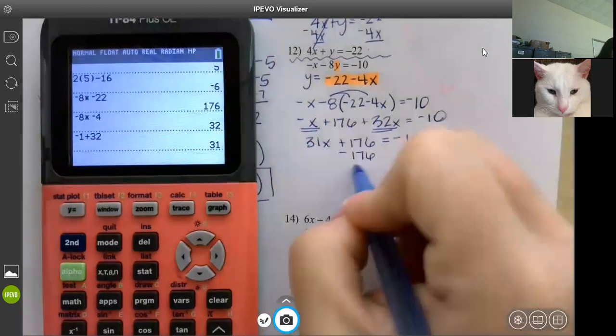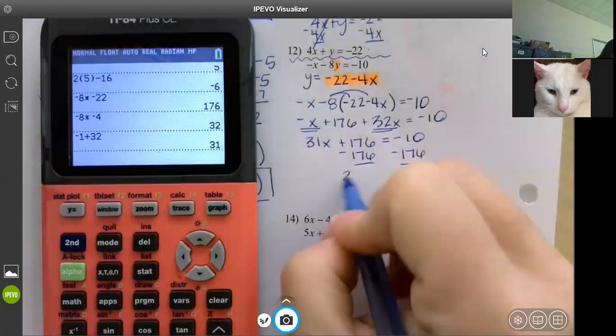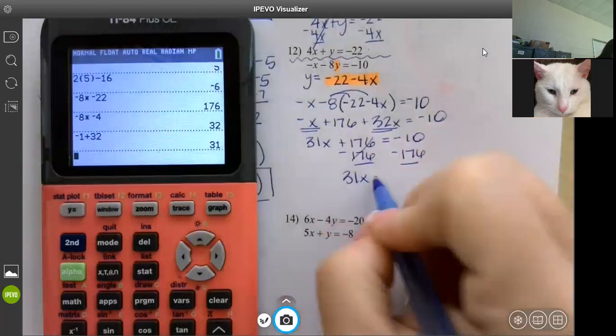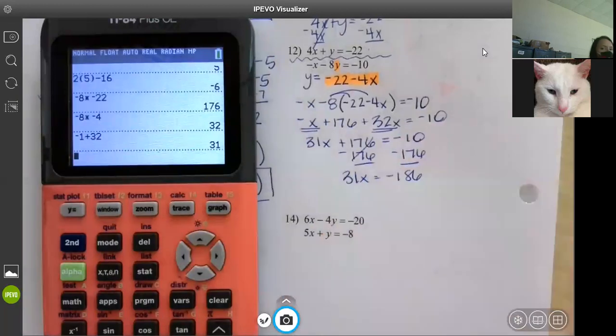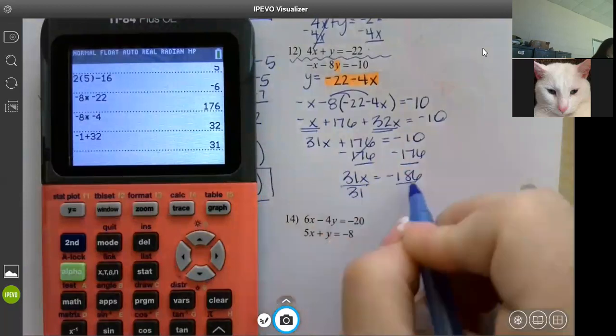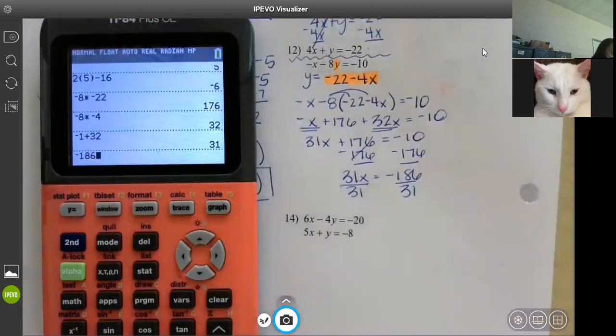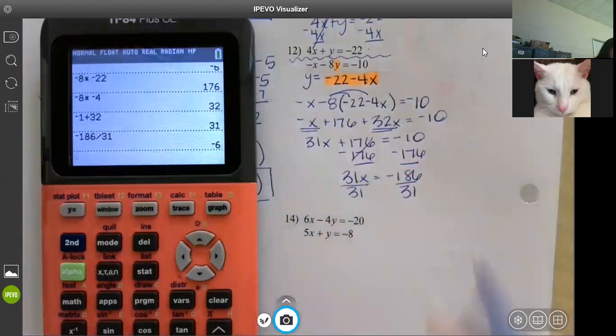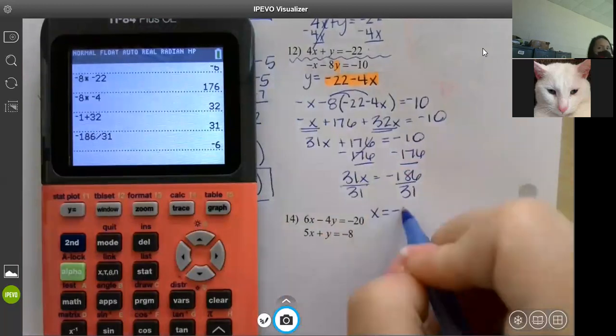Subtract 176. I get 31x equals negative 186. And again, you can put that in your calculator, not a big deal. Very last step on this side. Divide by 31. So negative 186 divided by 31. We get x is negative 6.